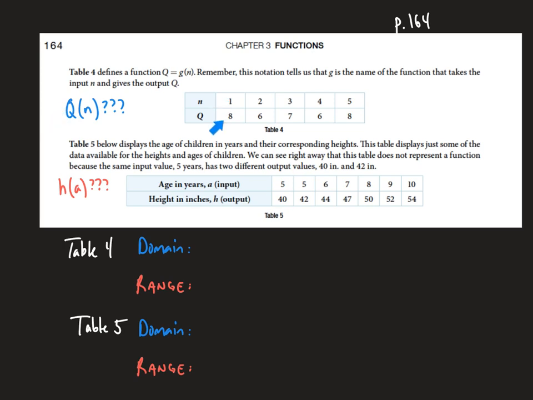So when I plug in 1, I get 8, yes. When I plug in 2, I get 6. When I plug in 3, I get 7. When I plug in 4, I get 6. When I plug in 5, I get 8. Okay? So every time I plug in 1, the only answer I get is 8. Every time I plug in 3, the only answer I get is 7. Every time I plug in 2, the only answer I get is 6. So yes, q is a function of n, because each input has only one output. Okay?